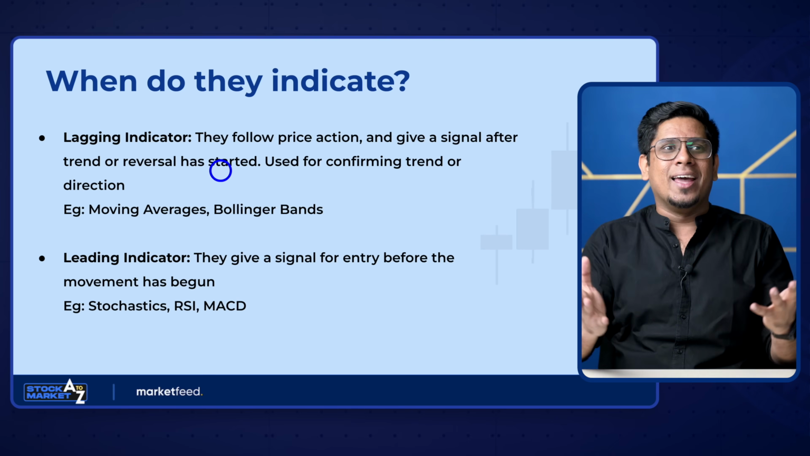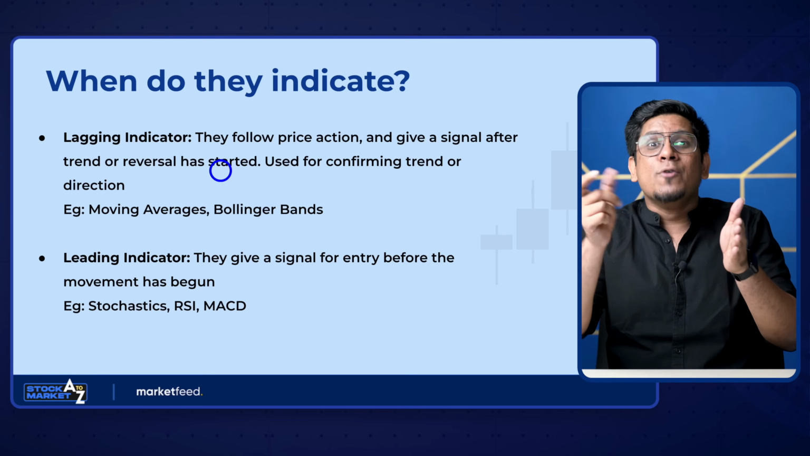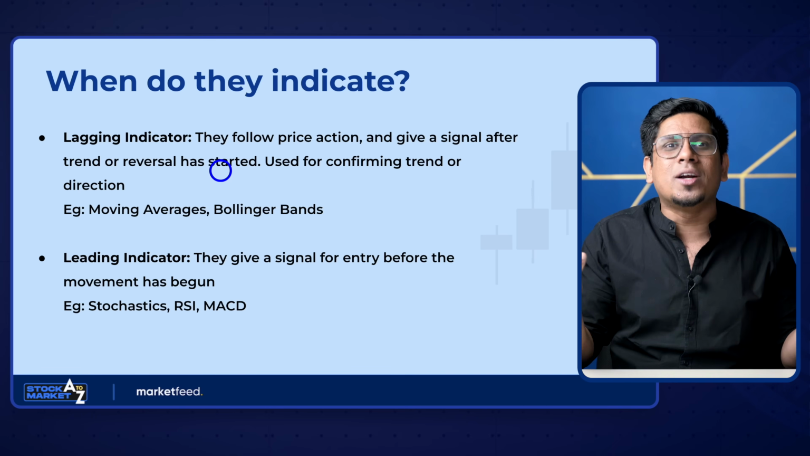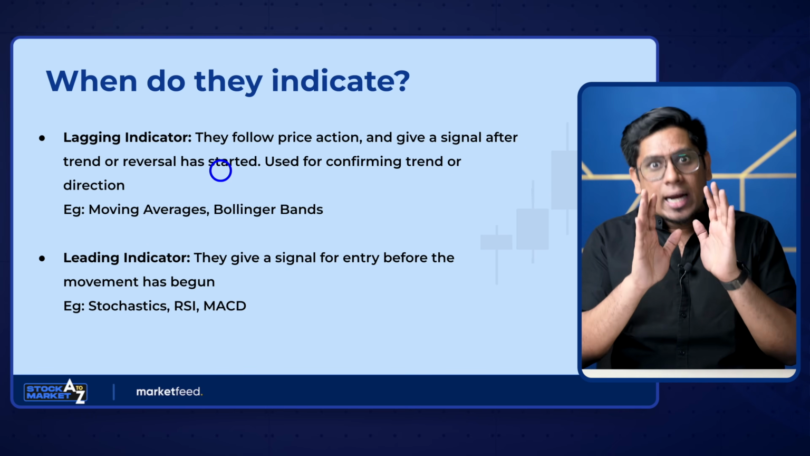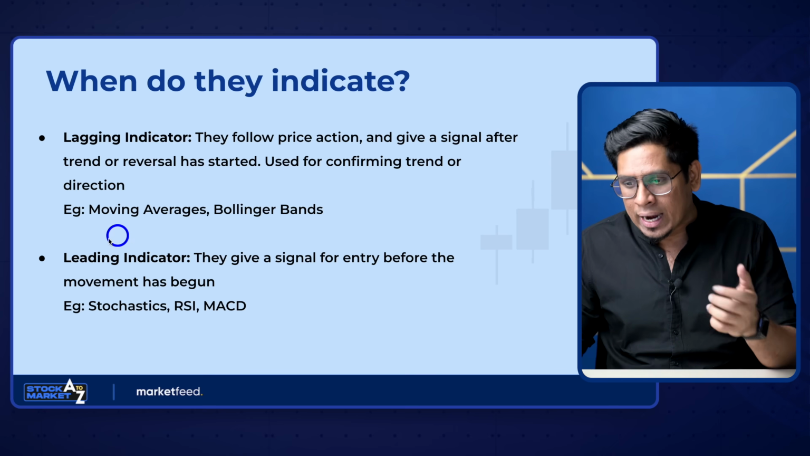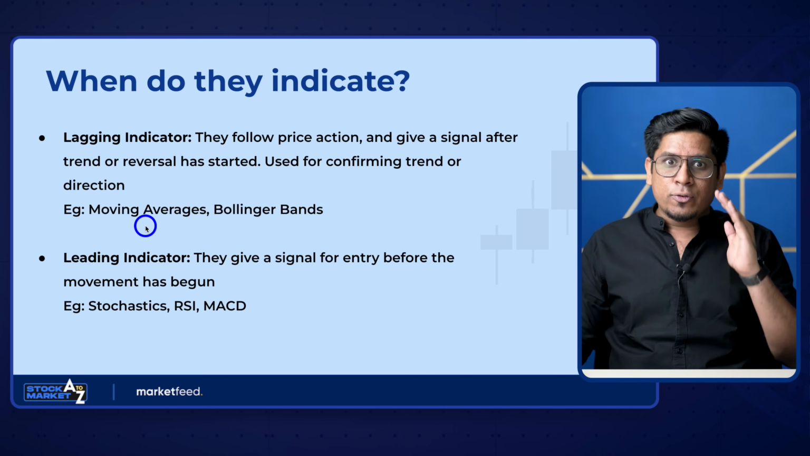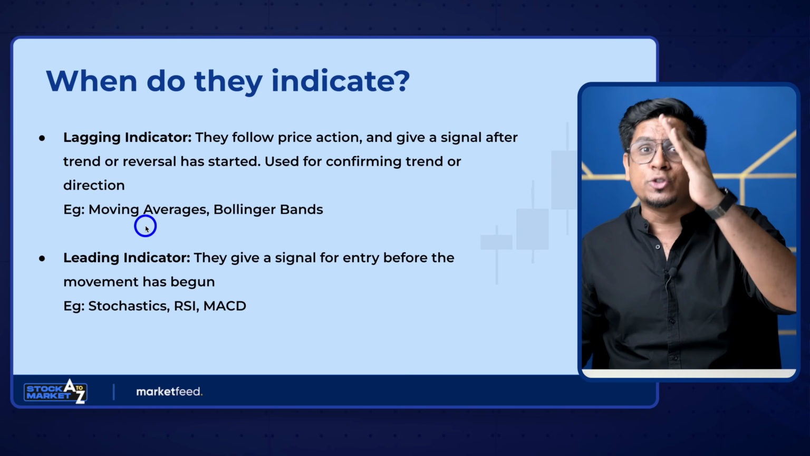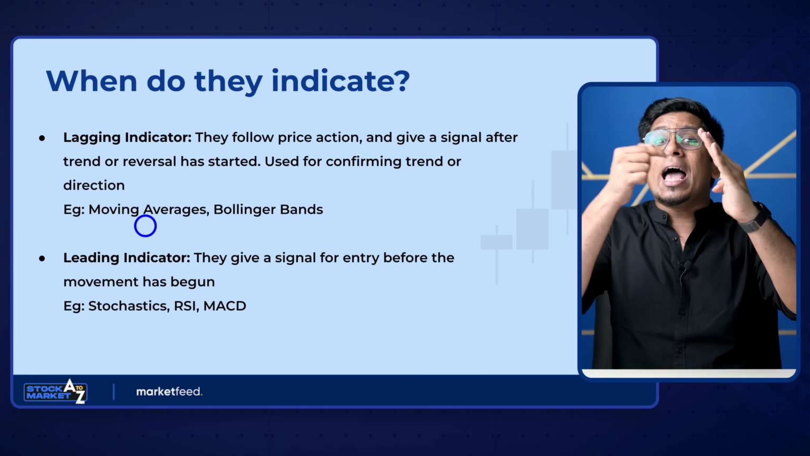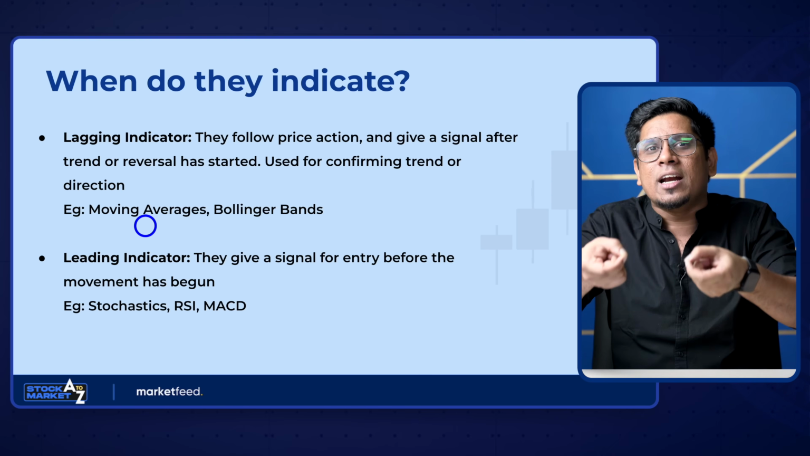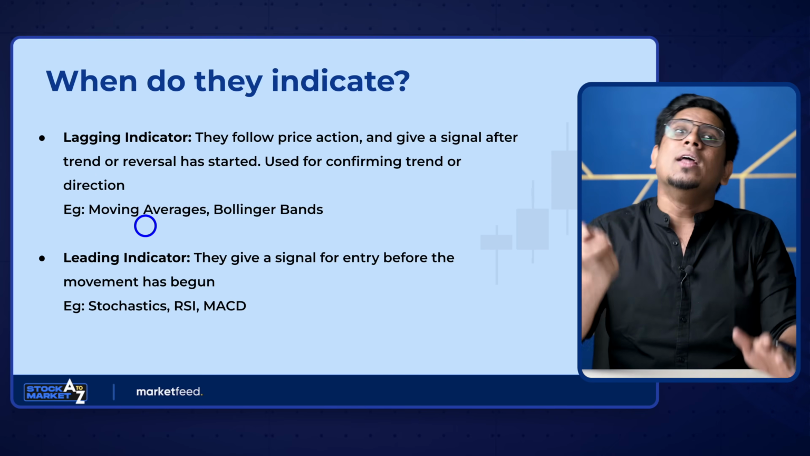Now you might feel like, hey, after something has happened, if an indicator is saying that it has happened, then what is the relevance of that indicator, right? It is actually very relevant if you look at it. Examples are moving averages and Bollinger Bands. For example, if an uptrend has started in a stock, moving average would indicate, after the uptrend has started, that the uptrend has started.